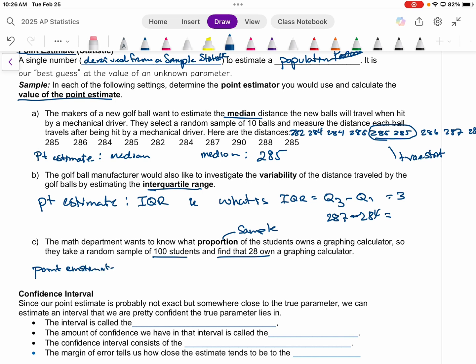What symbol is used for the sample of a proportion? P hat. P hat is my sample proportion.